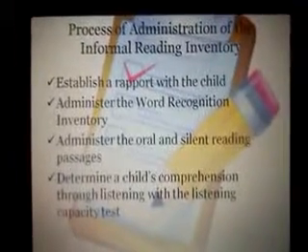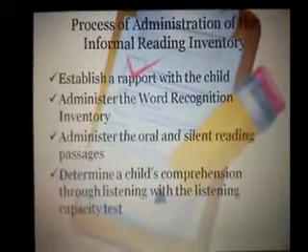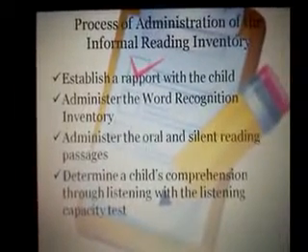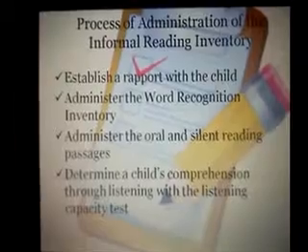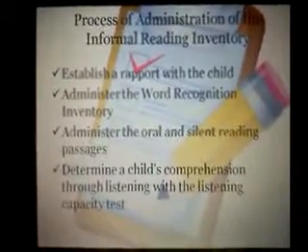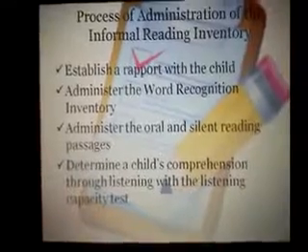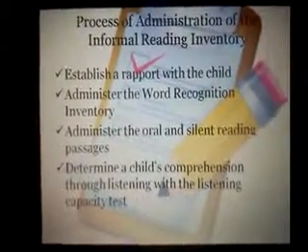The process of administration of the Informal Reading Inventory. First step, establish a rapport with the child. Next, administer the word recognition inventory. Third, administer the oral and silent reading passages. And lastly, determine a child's comprehension through listening with the listening capacity test.